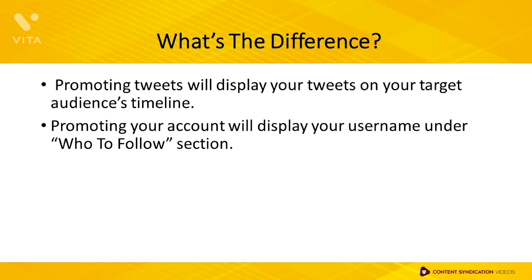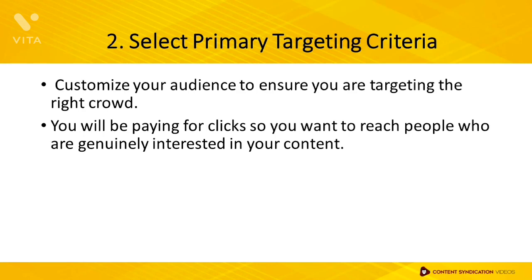towards your favor. The second step is to select your primary targeting criteria. This step is to customize your audience to ensure you are targeting the right crowd. Remember, you will be paying for clicks, therefore you would want your message to reach people who are genuinely interested in your content. You can target your campaign by interest or followers as well as keywords.